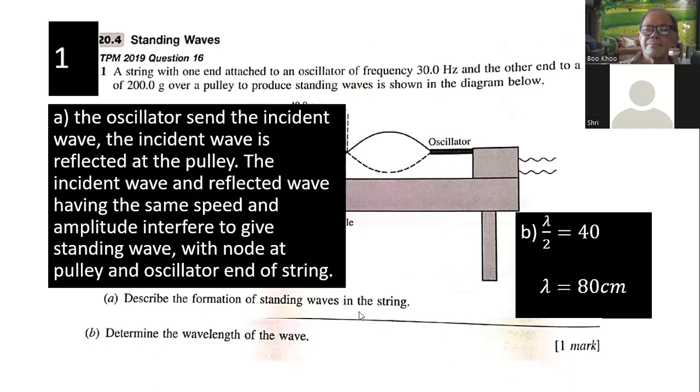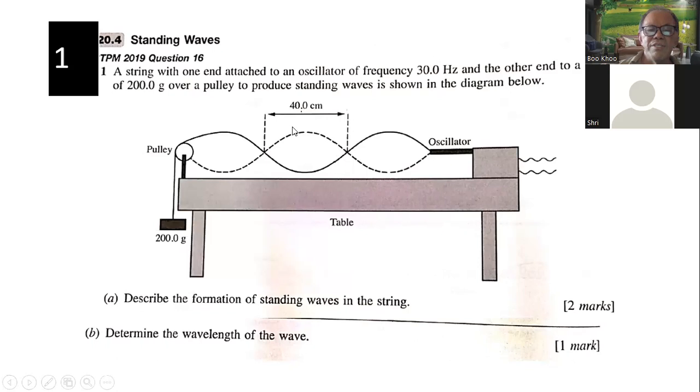Wait, then the other one, teacher? They didn't give you the value. You must always go back to what they have given you. They give you this part only, so you must focus on this part. This part is half a wavelength. They didn't give you the whole length, so you cannot use 3/4 lambda. Focus on this part. They have given you the value. Okay now.